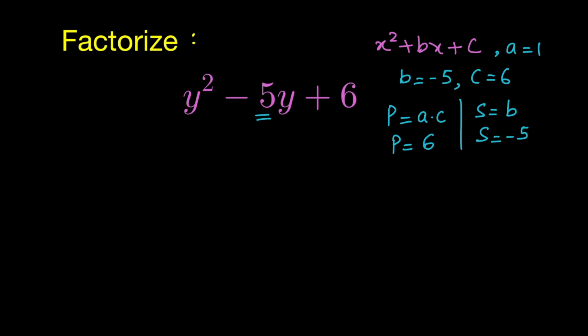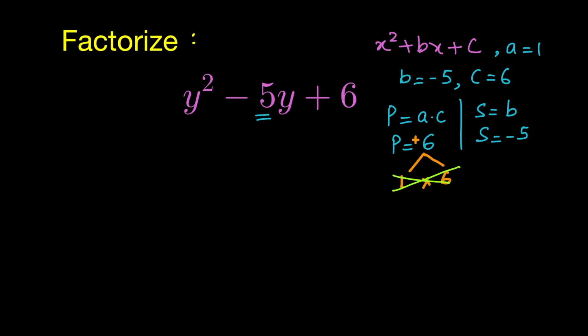Now we have to again look for the numbers whose product will be 6. First we always start with 1 times 6. Since we want the product to be positive, 1 times 6 is good, but when we add 1 and 6, we don't get minus 5. That means this won't work. Now we check for another possible pair.